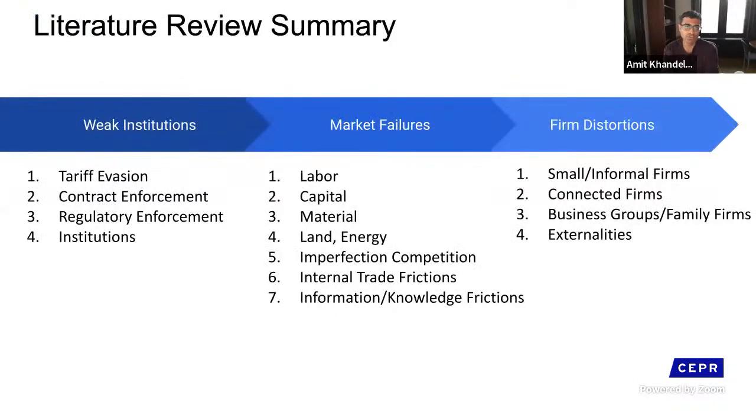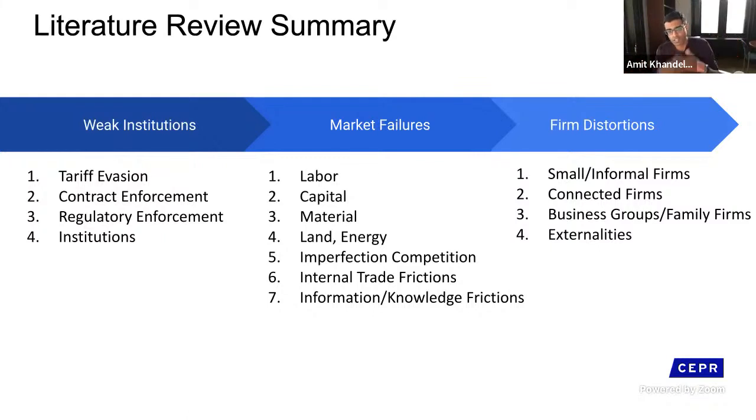Okay, so how is this survey organized? We're going to think about the impacts of trade with three broad distortions: weak institutions, market failures, and firm distortions. And within each of these three pillars, there are going to be sub distortions that we'll think about. So with weak institutions, we're going to think about tariff evasion, contract enforceability, regulatory enforceability, and institutions themselves, and what the implications are of trade interacting with these specific types of weak institutions.